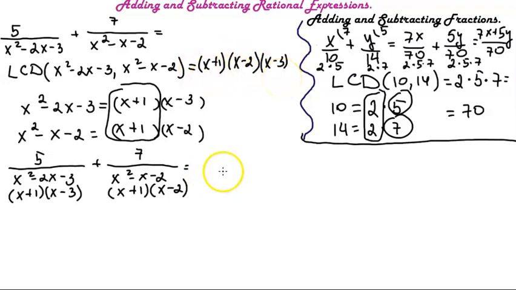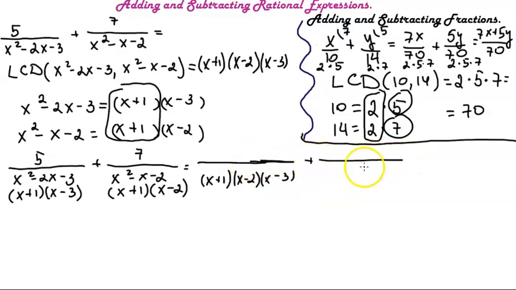What was the next step? The next step is to rewrite using the lowest common denominator. So that will be x plus 1, x minus 2, x minus 3, and then plus x plus 1, x minus 2, x minus 3.